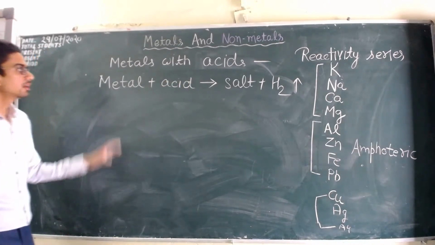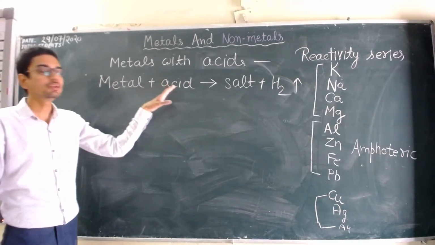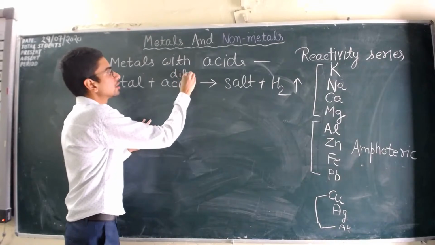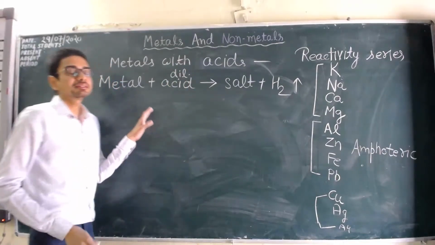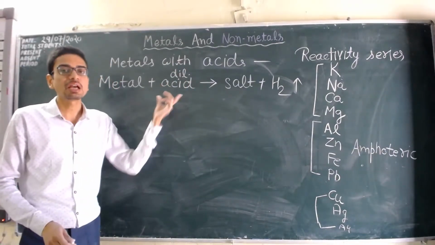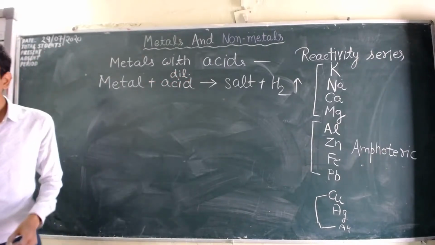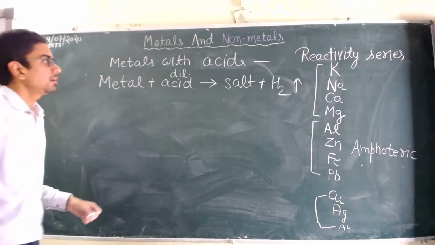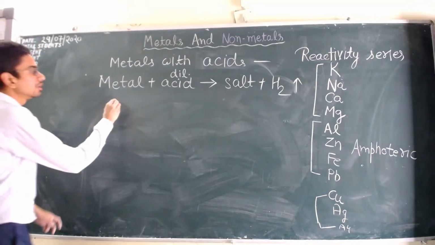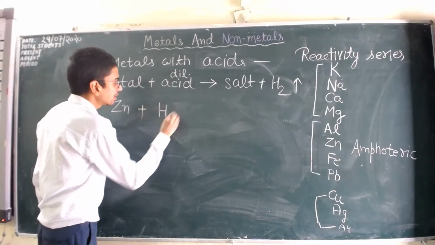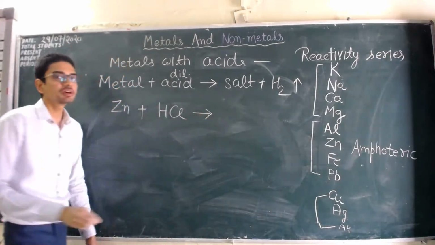One more point, that metals generally react with dilute acids. Here we write dilute because concentrated acids are sometimes very oxidizing. So we write dilute acid. Okay. So I am writing the reaction of zinc with hydrochloric acid. Write down the products in your notebook.